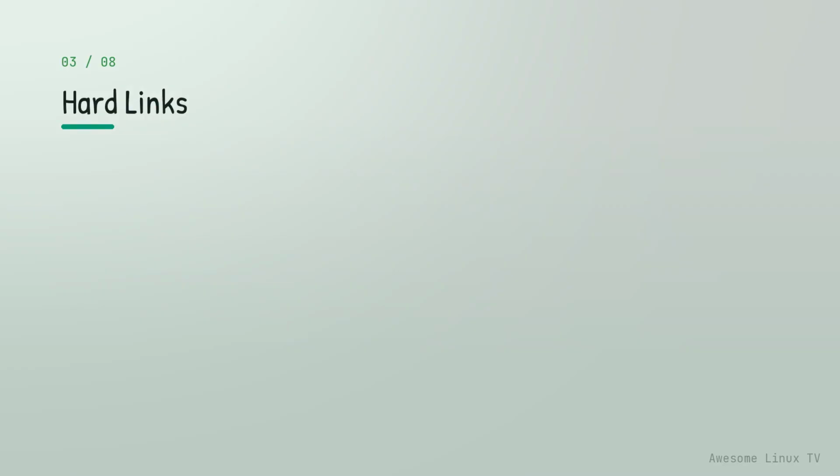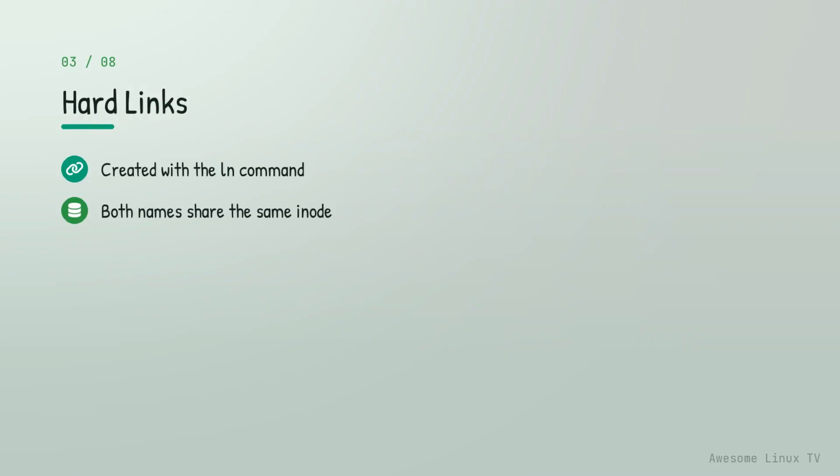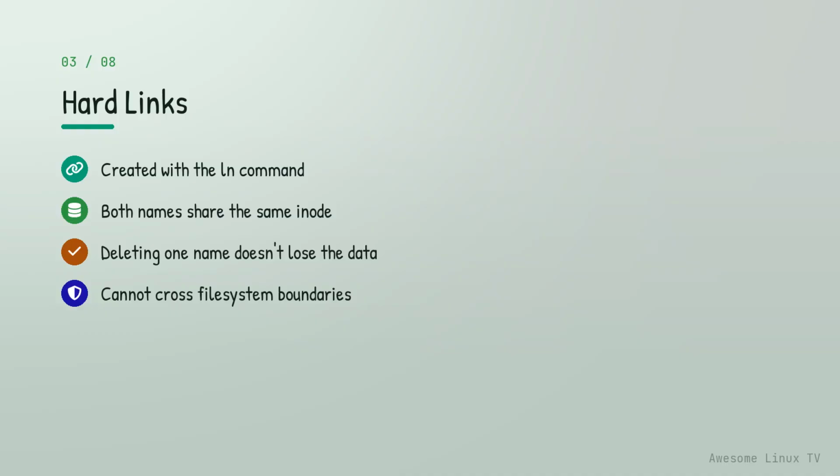A hard link creates a second file name pointing to the exact same inode. There's no copy and no shortcut. The second name has equal standing with the original. If you delete one name, the inode's reference count drops by 1, but the data stays on disk as long as at least one name still points to it. Hard links are limited to a single file system, and on most systems, you can't hard link a directory.